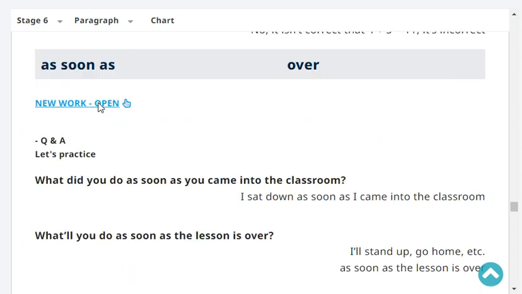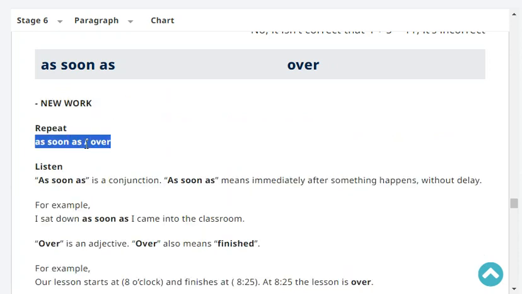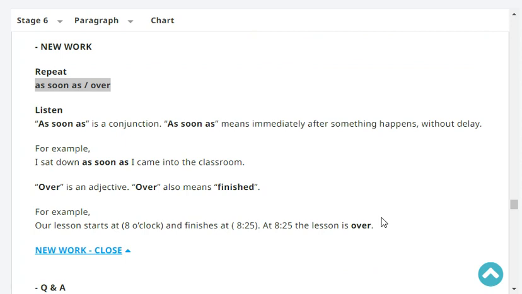Okay, next, repeat: as soon as, over. Very good. Okay, listen. As soon as is a conjunction. As soon as means immediately after something happens without delay. For example, I sat down as soon as I came into the classroom. Over is an adjective. Over also means finished. For example, our lesson starts at 6:30 p.m. and finishes at 6:55 p.m. Okay, so at 6:55 the lesson is over.